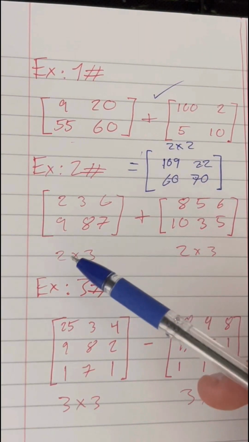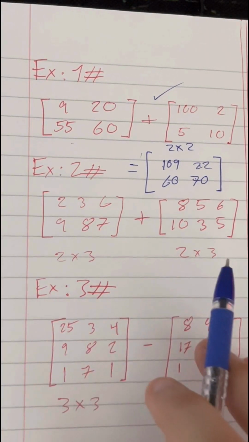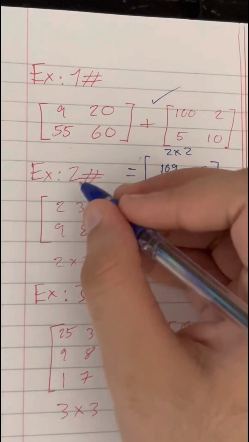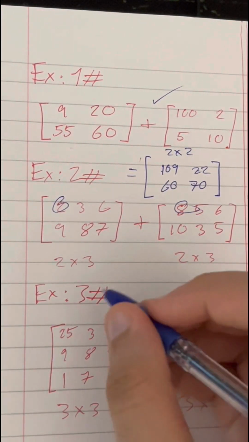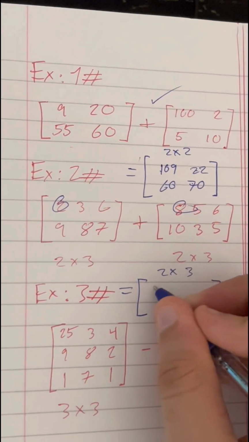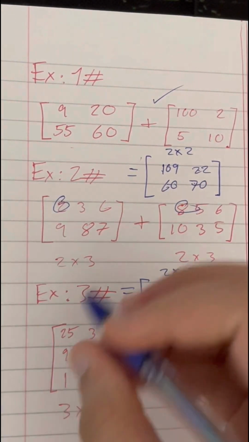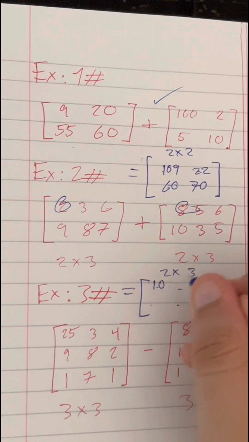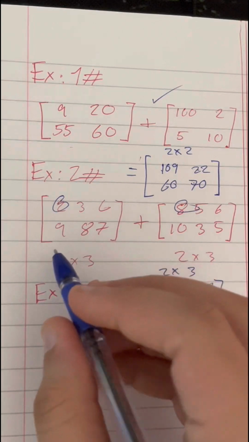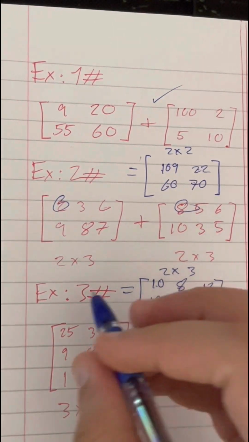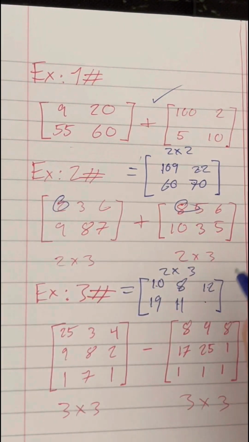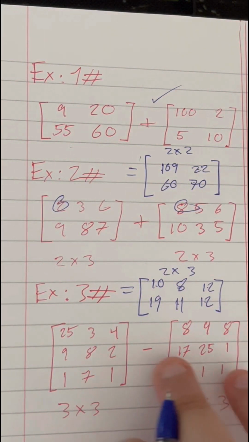Now we have here a 2 by 3 matrix. It is the exact same way that you'd add and subtract with the first one. It's by each corresponding element, so this first element with this first element. We'd have a 2 by 3 matrix here. 1, 2, 3, 1, 2, 3. And so 2 plus 8, 10. 3 plus 5, 8. 6 plus 6, 12. 9 plus 10, 19. 8 plus 3, 11. 7 plus 5, 12. Your answer should be like that.